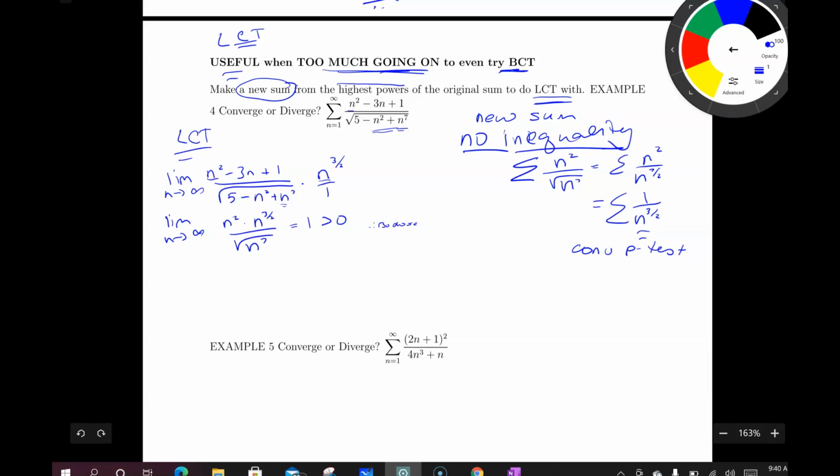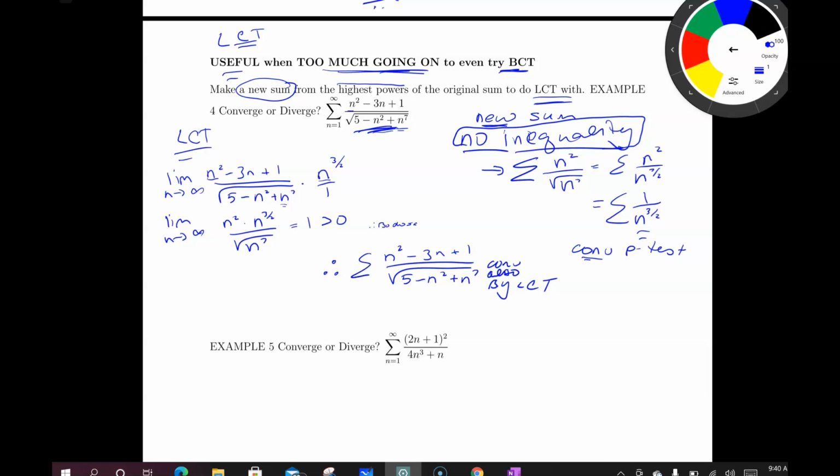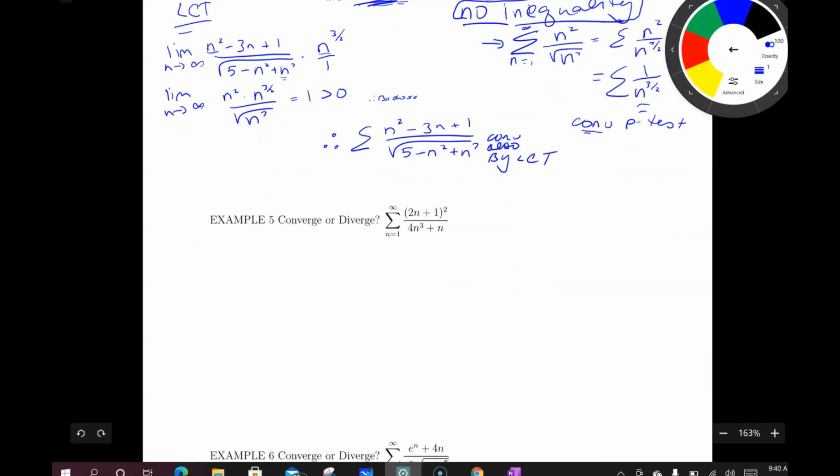Okay, so what did this one do? Oh yes, that one converged. So therefore this one converges also by LCT. Good. The big deal is that there's no inequality made between this one and this one. I'm just making up a new sum from the highest powers. Not taking a limit, I'm making a new sum, because I forgot to put my summation signs.